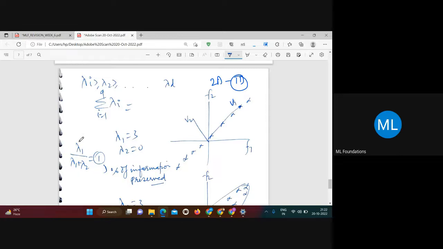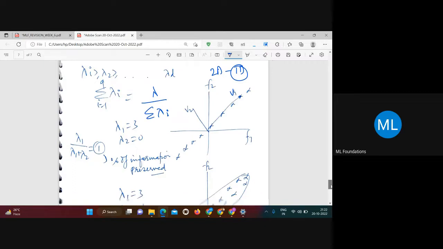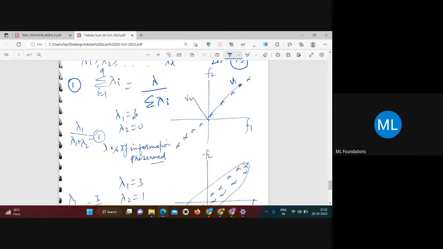The information preserved has a formula: the corresponding lambda that you have kept, divided by the summation of all the lambdas. For the first example, I skipped one direction, the one corresponding to the eigenvalue 0, and kept the one with eigenvalue 3. So the information preserved is almost 100%. I just kept V1 and skipped V2, and still preserved nearly all the information.